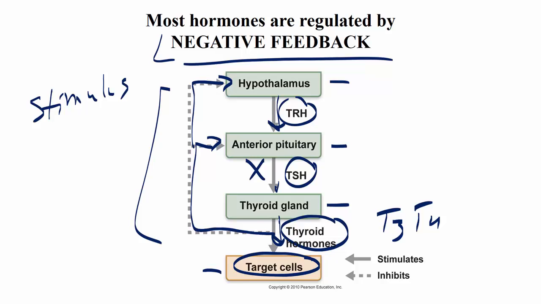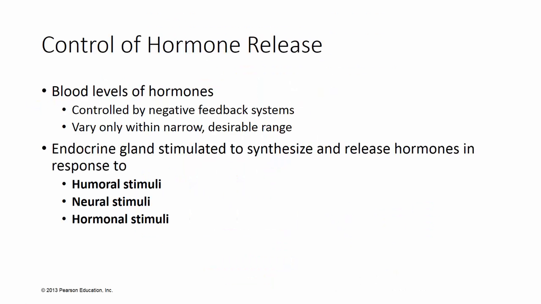Again, so if you don't have enough T3 and T4, there's not enough thyroid hormone out there, then you're not blocking it, right? So you're going to continue to have TRH, TSH, and thyroid hormone. So again, it's negative feedback, and we'll do this multiple times, so you're going to get the hang of it. But this is kind of the classic example of how that works, okay?